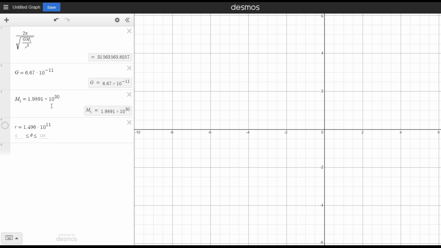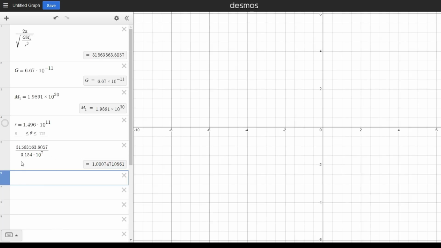Here we have our calculation. Our value for t is roughly 31.5 million seconds for the Earth to go around the Sun. We can verify that this is 1 year by dividing the number of seconds by this constant to get the number of years, which is approximately equal to 1 year. So we can see that our model is pretty accurate and the equation works pretty well.